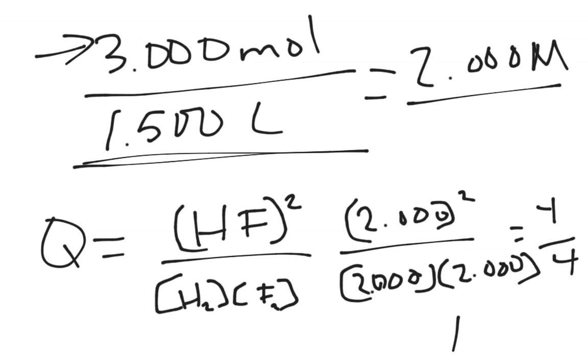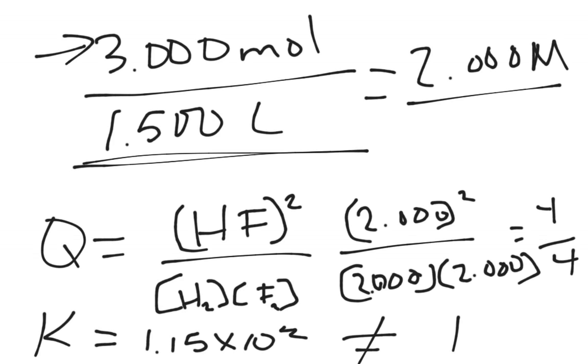Well, my problem says that my K is equal to 1.15 times 10 to the second. So these things do not equal each other. So I know that I have to shift, that I have to either gain products or lose reactants. Well, that's one way for it to go.